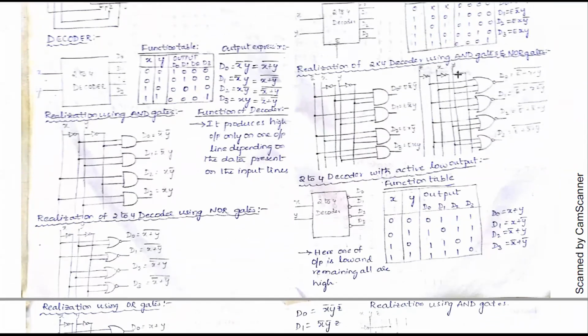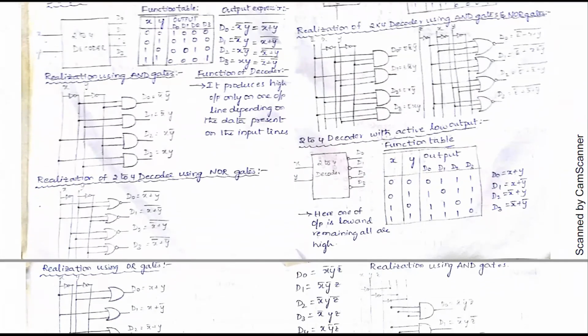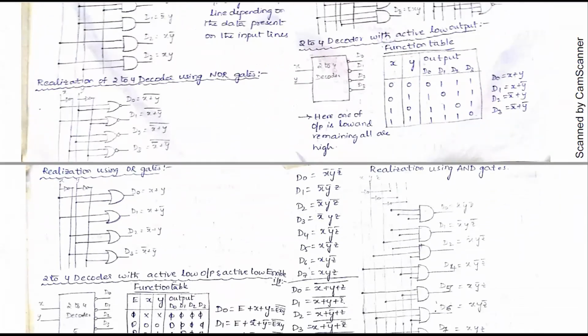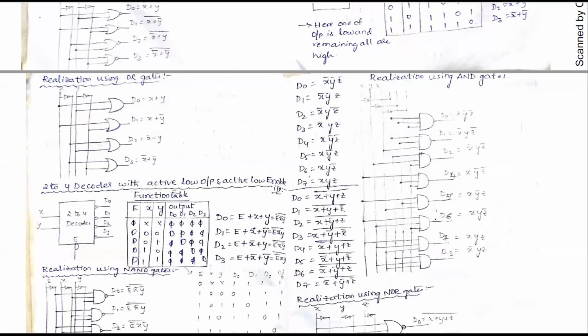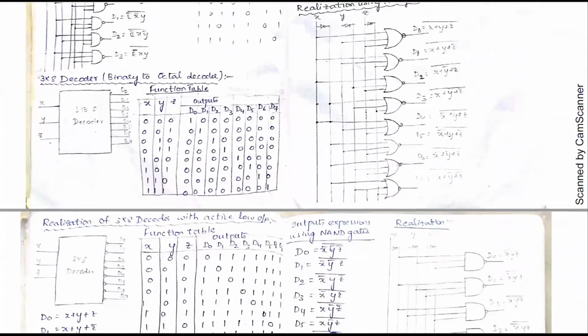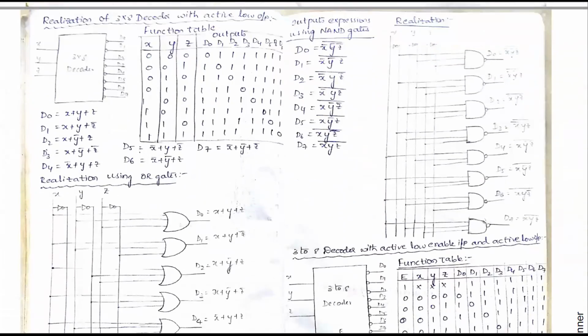We have verified the decoders. The 2:4 decoder with active high, active low, enable inputs as well as outputs, and how to realize them. After that we verified the 3:8 decoder with active low and active high conditions.